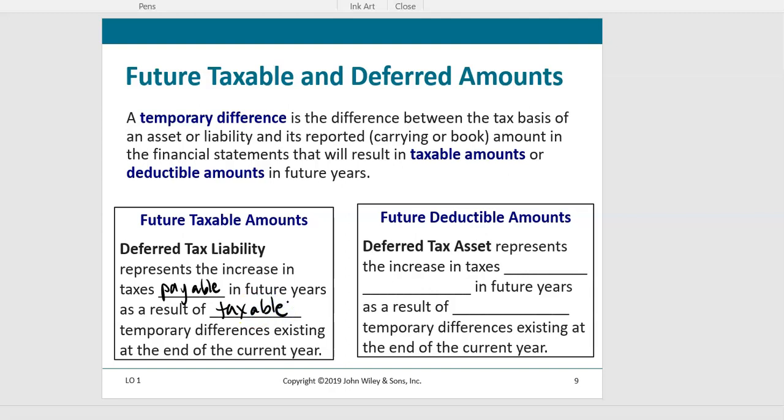It could have worked out the other way, that our book income had been lower than our taxable income. In that case, instead of setting up a deferred tax liability, we would set up a deferred tax asset. That represents the increase in taxes refundable, in other words, taxes saved, in future years as a result of deductible, rather than taxable, temporary differences existing at the end of the current year.